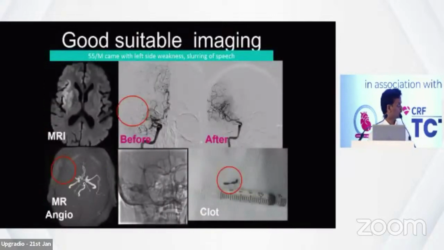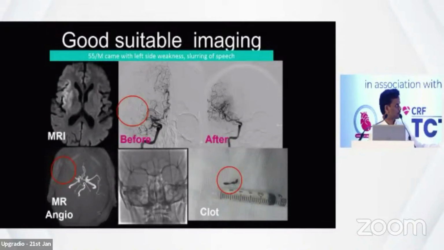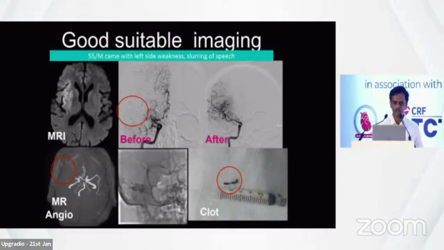This time it is on the right side. This is the before image and this is the after image. You can see this entire territory which is showing paucity. Now it is opened up. So this is the device that is placed inside. This is the clot. The clots usually vary between 1 centimeter to 3 centimeters in length.